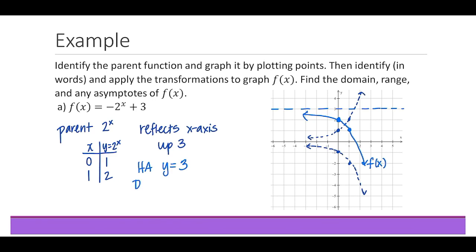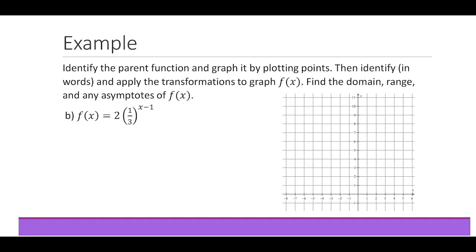The domain of any exponential function is negative infinity to infinity. I can see this graph will go left forever and right forever. But the range, based on the graph, will go from negative infinity, since this is going to go down forever, but it's going to approach and never cross this horizontal asymptote of 3. So we have negative infinity to 3, open, positive 3. Open. So I'm going to approach positive 3, but I'm never going to cross it, so I have to put open parentheses around 3.